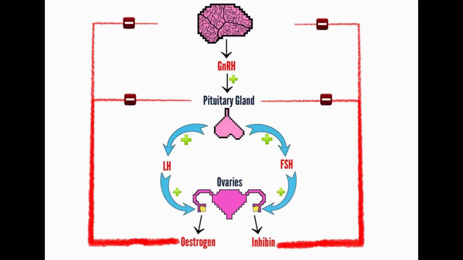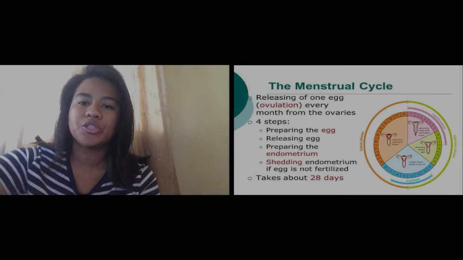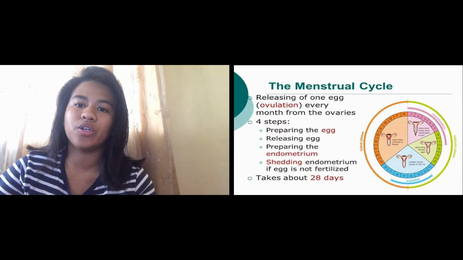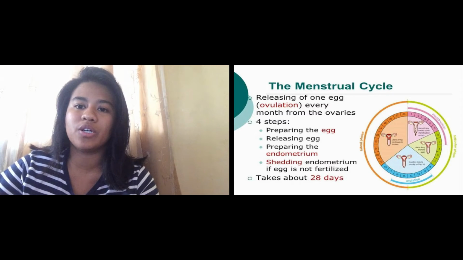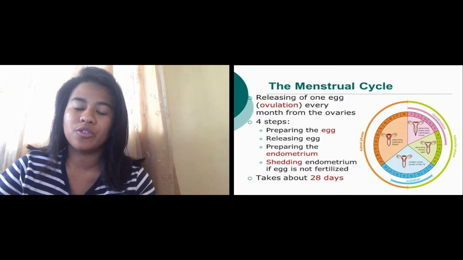The two structures of the brain that control the menstrual cycle are the pituitary gland and the hypothalamus, along with the ovary. So the first process of the menstrual cycle is the preparation and the release of an egg for fertilization. The second one is the preparation of the uterus to receive the fertilized egg.